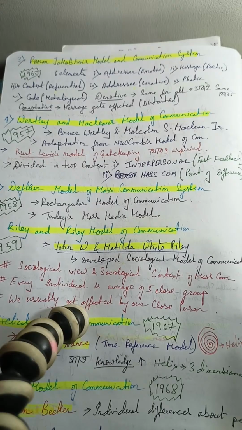Now Westley and Maclean's model of communication, back in 1957 they adopted this model, where Bruce Westley and Malcolm S. Maclean Jr. adapted Newcomb's model. Further, they worked together and did research work for the betterment of society, where fast feedback was introduced. Prior to this model we had a feedback system, but here the point of difference was introduced, and it's the fast feedback system.